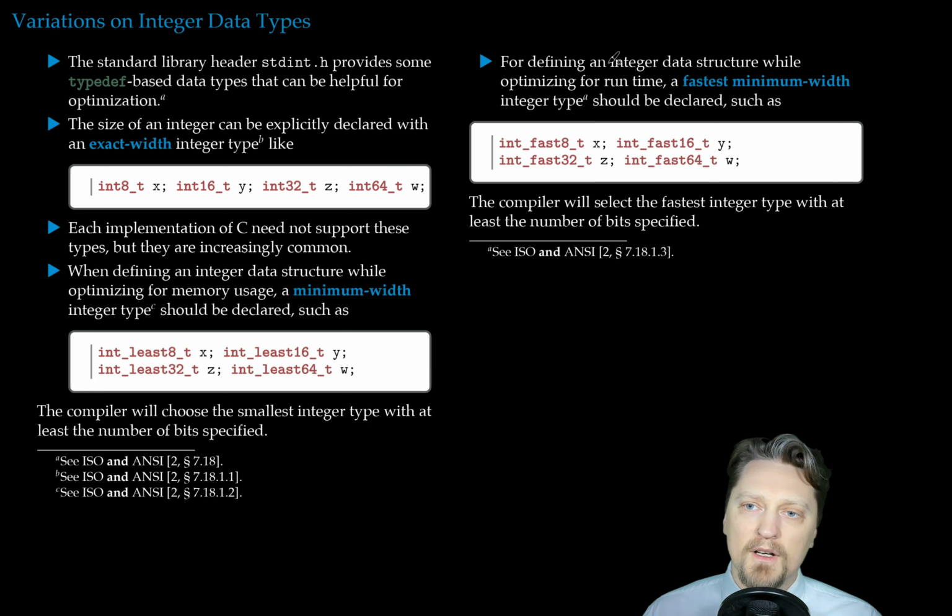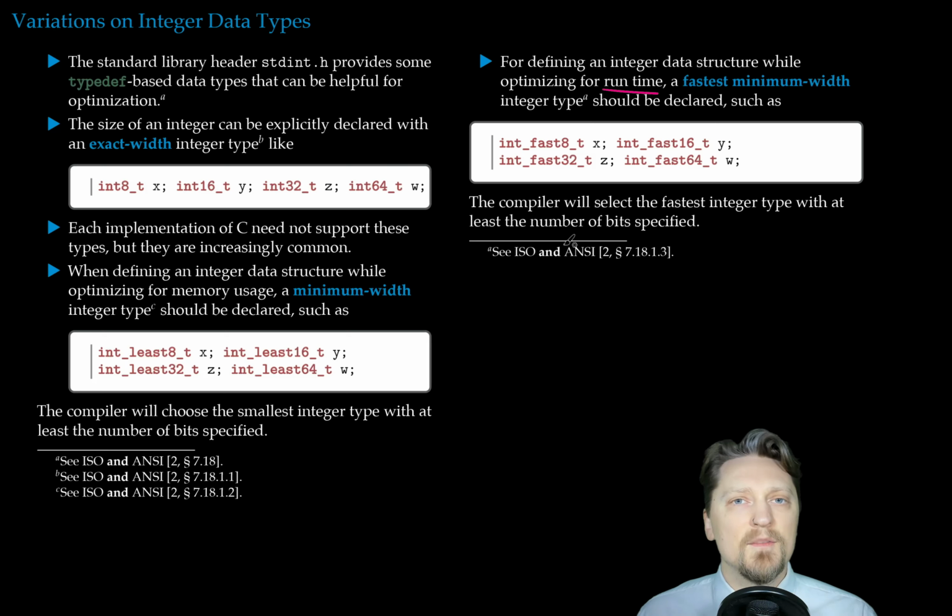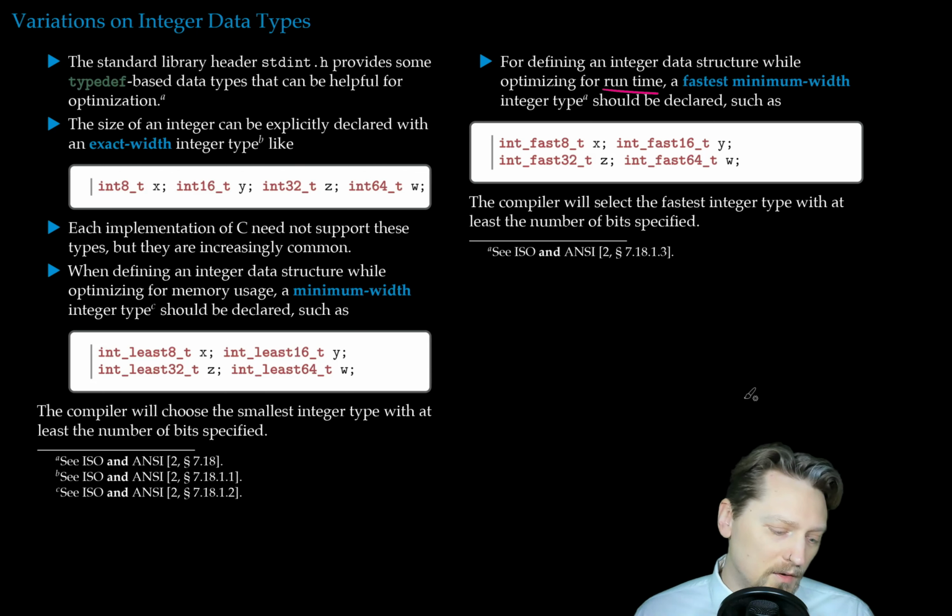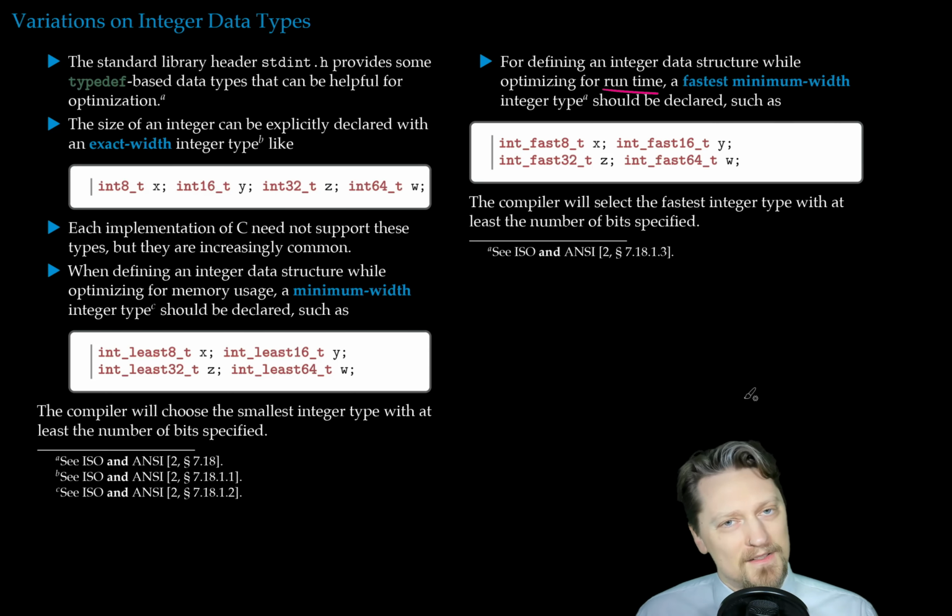For defining an integer data structure while optimizing for runtime, a fastest minimum width integer type should be declared, such as int_fast8_t, int_fast16_t, int_fast32_t, int_fast64_t. The compiler will select the fastest integer type with at least the number of bits specified. The use of these exact width and minimum width integer data types is becoming increasingly common. So it's good to get used to them and use them in your programs when you think of it. Don't just always go to an int data type.